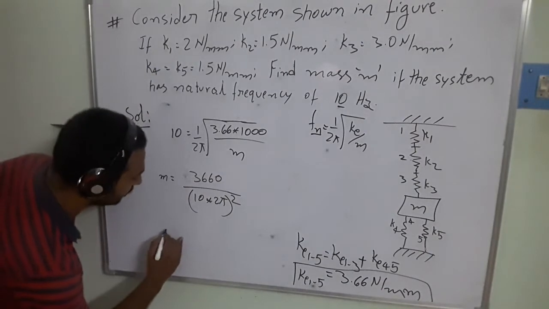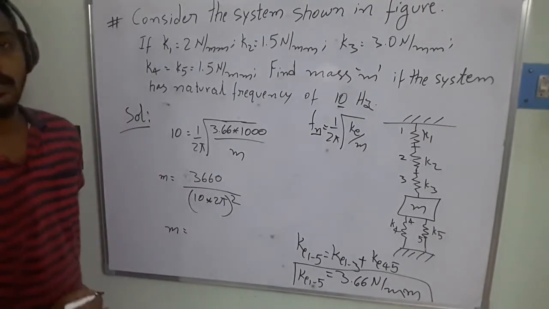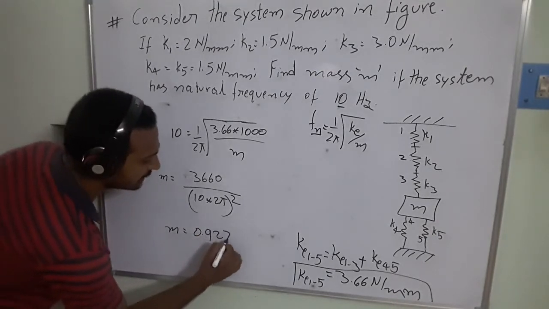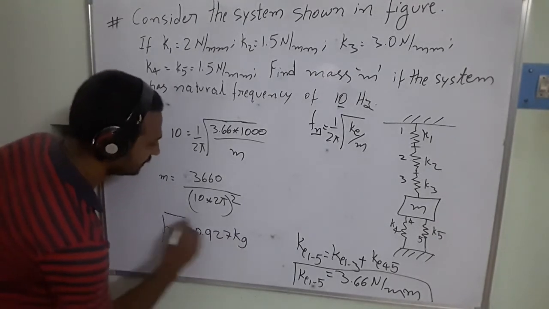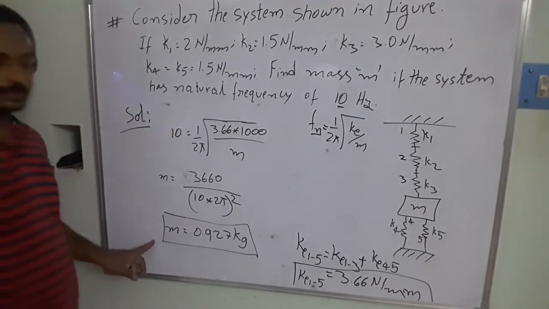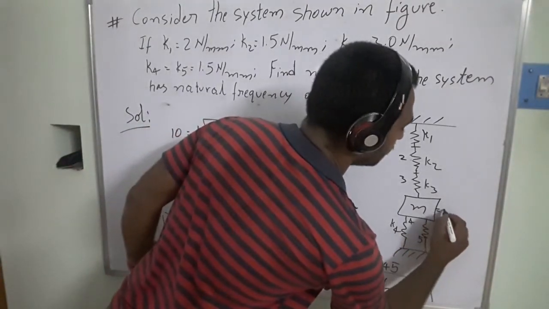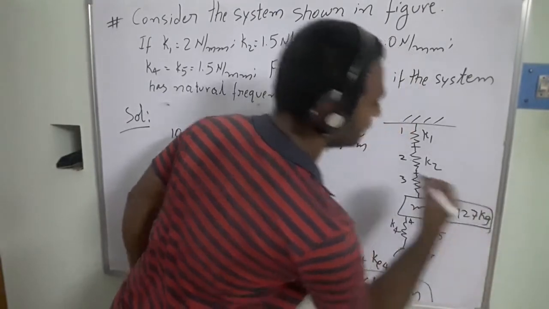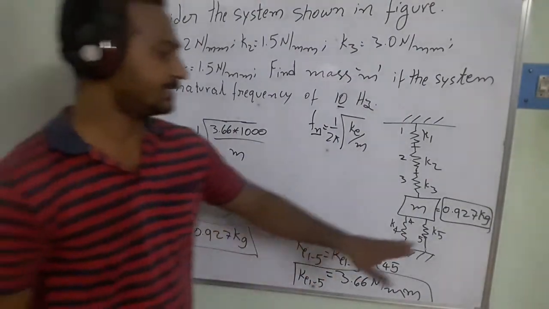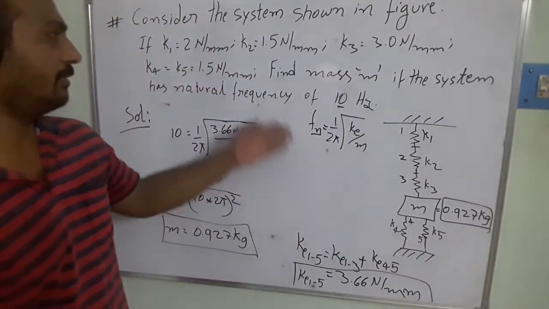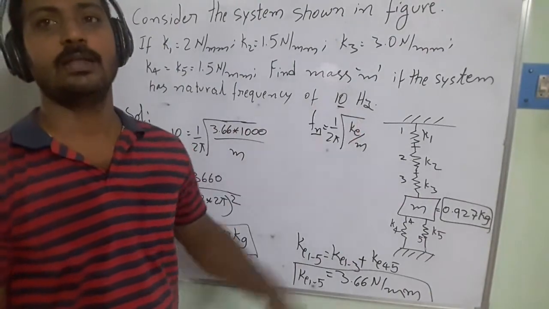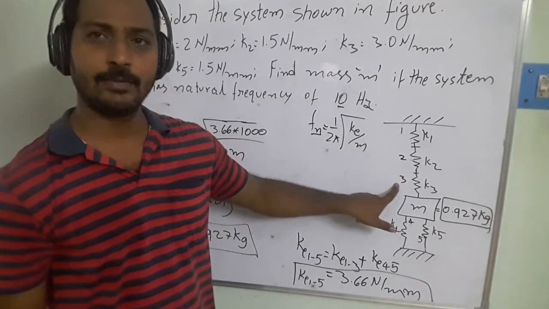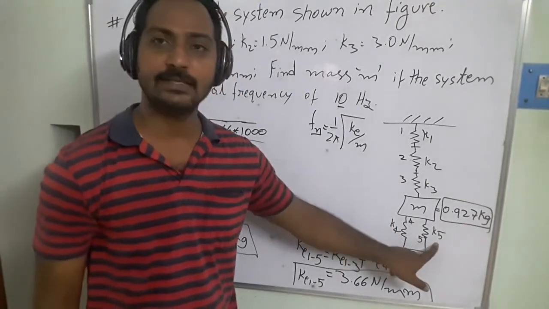And finally from this, m is equal to 0.927 kg. This is the mass. When the mass is 0.927 kg, the system has a natural frequency of 10 Hz. In this way, we solved springs 1, 2, 3 in series and 4, 5 in parallel.